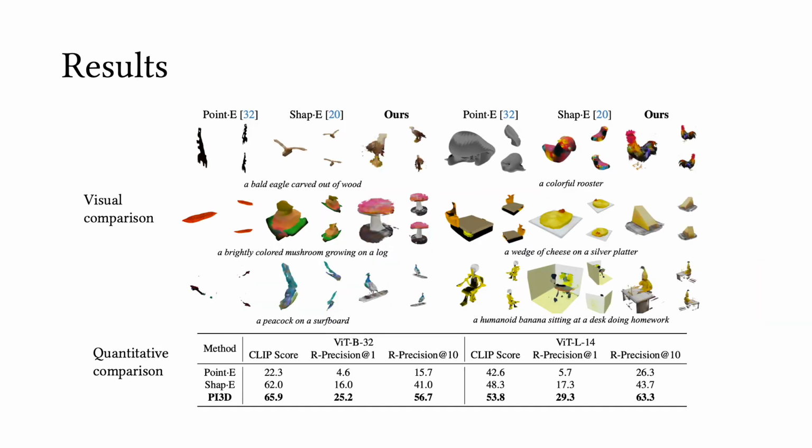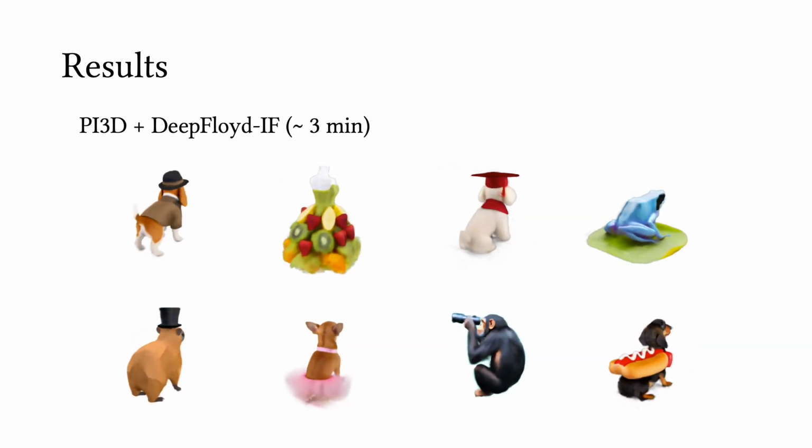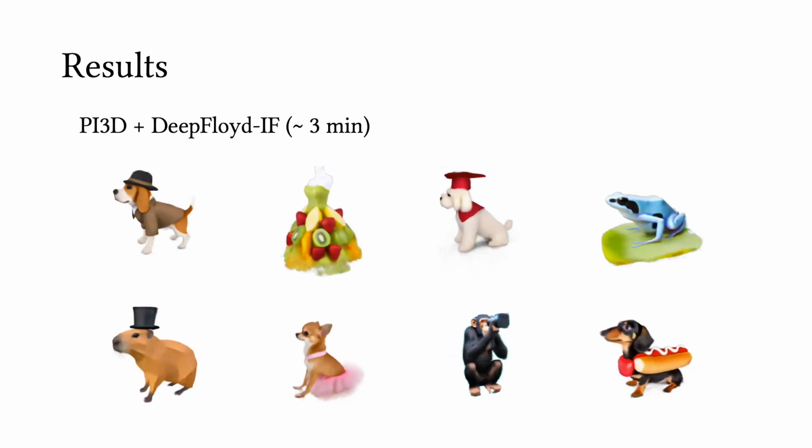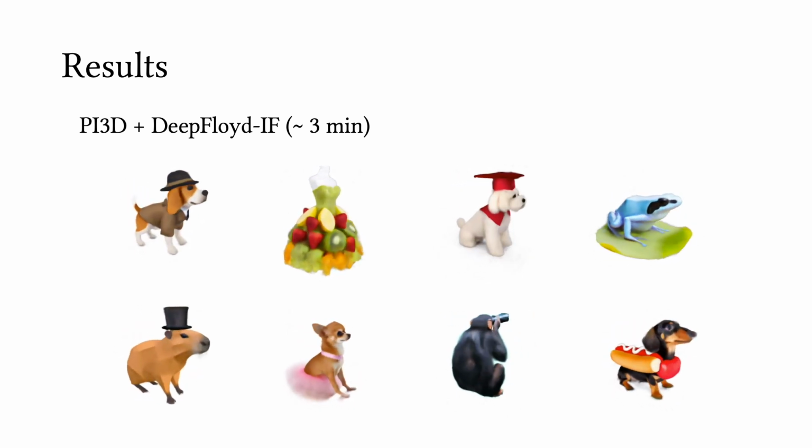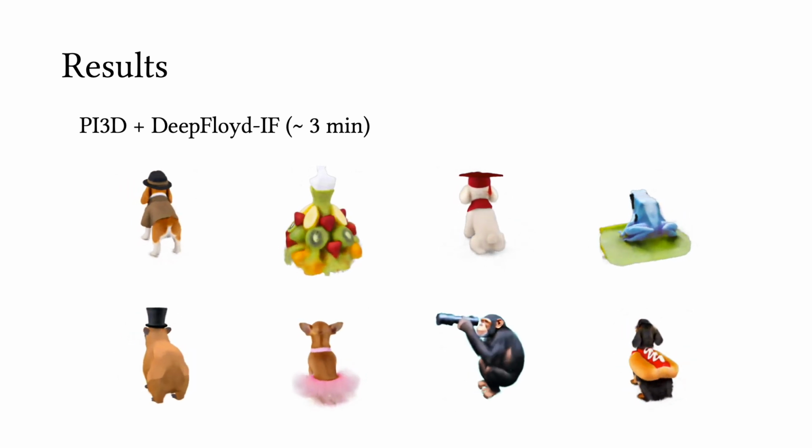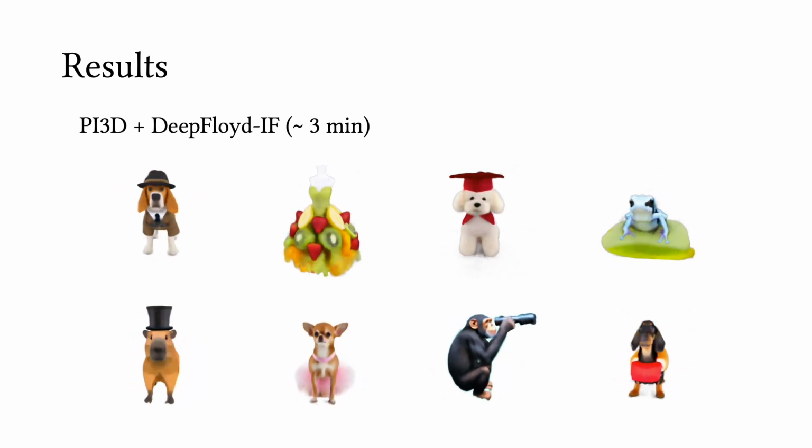Let's take a look at the results. Here, we present a visual comparison of our method against existing methods, Point-E and Shap-E. The improvement in quality and efficiency is evident. Moving on to quantitative comparisons, our method shows promising results, outperforming other state-of-the-art techniques in terms of text alignment. We also demonstrate the integration of our PI3D model with Deep Floyd IF, showcasing how our method can be applied to generate 3D models within approximately 3 minutes.